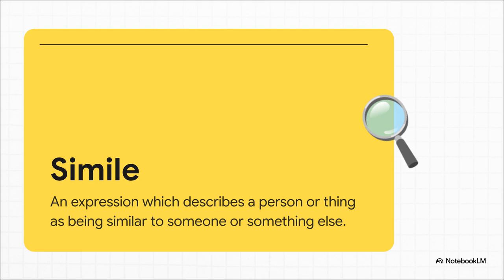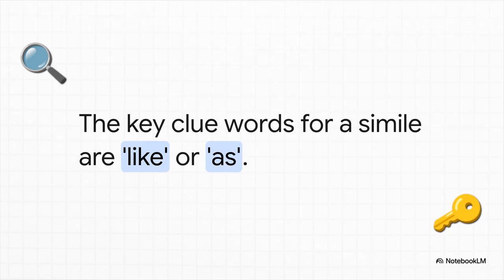Okay, first up, we've got the simile. So a simile makes a comparison by saying something is similar to something else. The key word here, you guessed it, is similar. It's not saying it is the thing, it's just suggesting they have something in common. So how do you spot one of these in the wild? It's actually super easy. Similes almost always use two little clue words, like or as. Seriously, if you see one of those words in a comparison, you've pretty much found a simile.